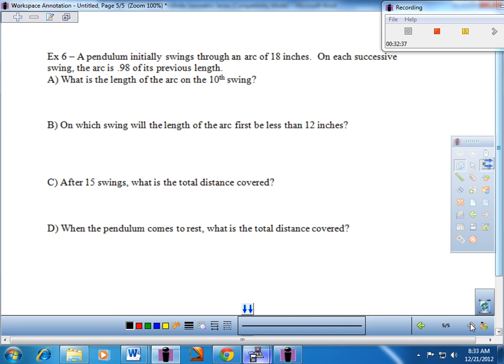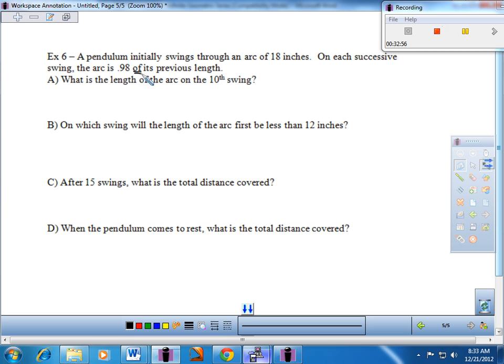Last one. So example 6, a pendulum initially swings through an arc of 18 inches. On each successive swing, the arc is 0.98 of its previous length. So, and by the way, of means multiply. Let's just be very clear about that piece.